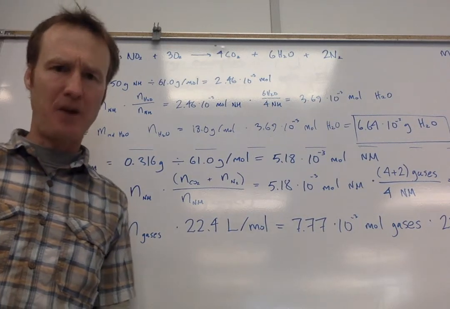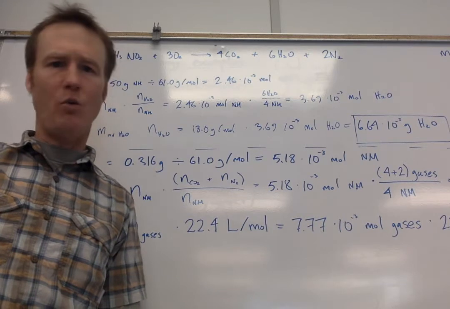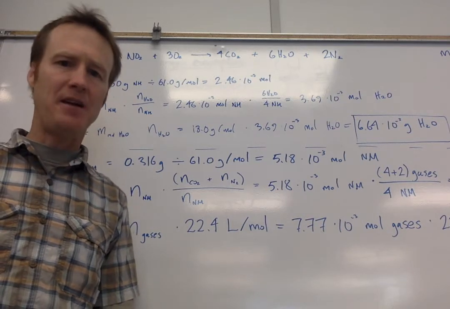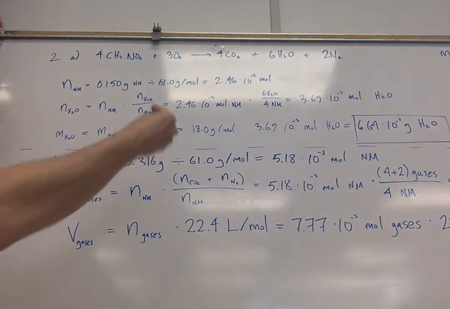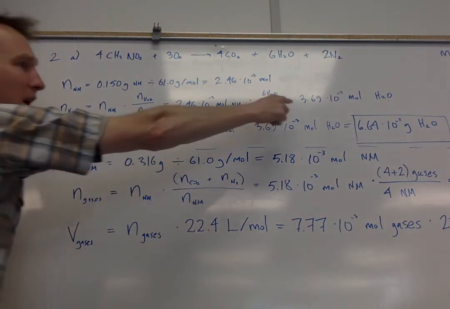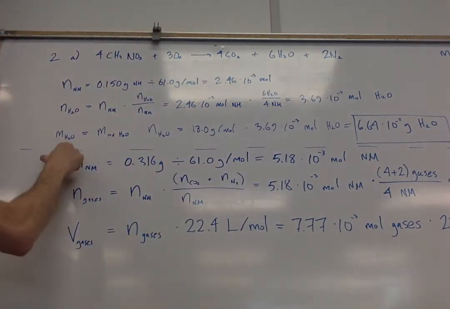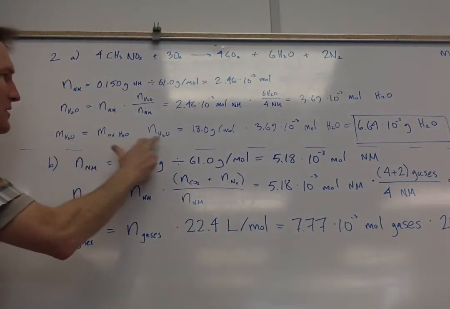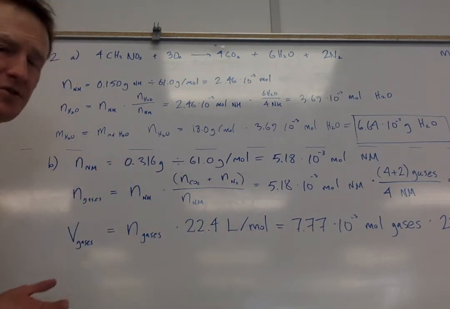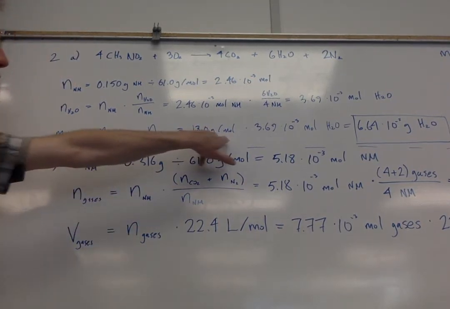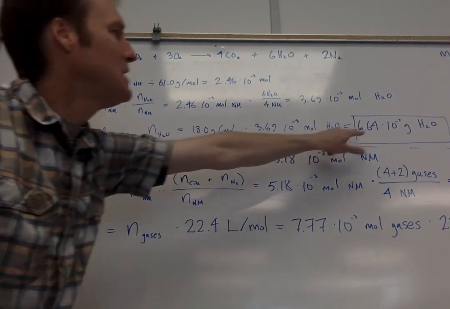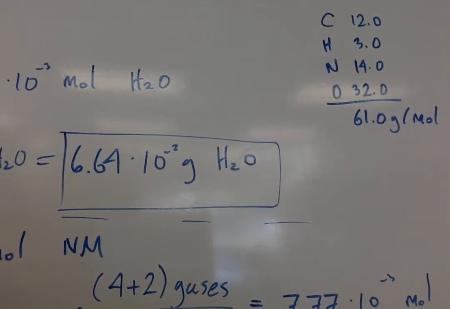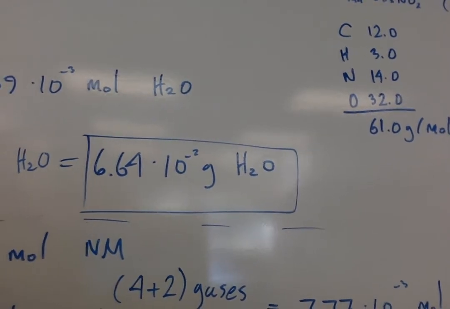Remember when I did this, by the way, just a reminder, I figure out what all my calculations are going to be, and only then do I do the actual calculations with the calculator, and that avoids rounding errors. Then I have my moles of water, I need mass. The mass of water is the molar mass of water times the moles of water. That's unit 5. And I get 18 grams per mole times 3.69 times 10 to the negative 3 moles of water equals 6.64 times 10 to the negative 2 grams of H2O. That problem's done.